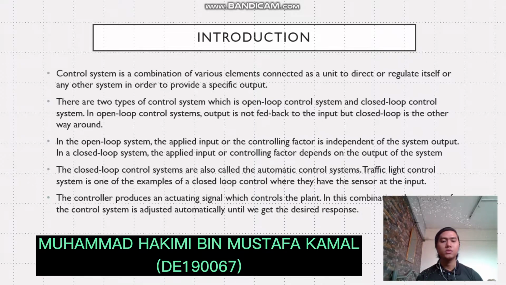Traffic light control system is one of the examples of a closed loop control where they have the sensor at the input. The controller produces an actuating signal which controls the plant. In this combination, the output of the control system is adjusted automatically until we get the desired response.